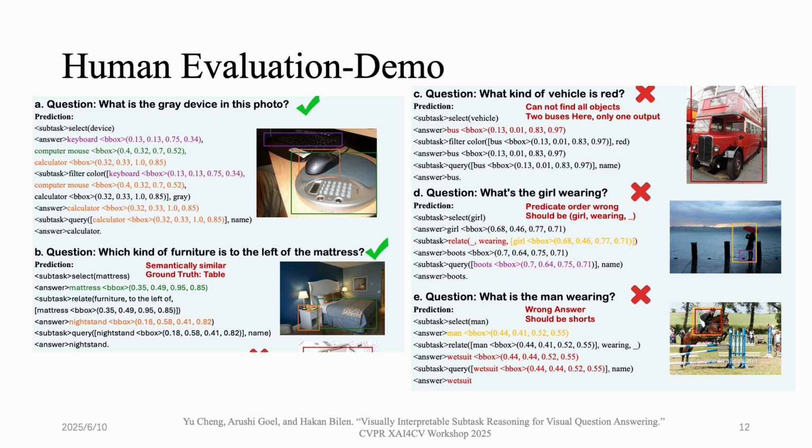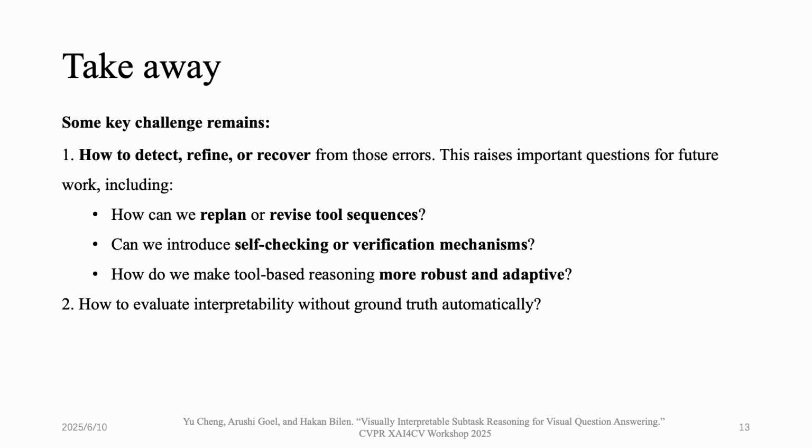There are some demos from human evaluation. As you can see, there are some errors, like it detects one correct object but misses others, or it swaps subject and object, like saying wearing girl instead of girl wearing. For takeaways, current interpretable works are trying to interpret the model, but when the model makes mistakes, it's better to refine them. And recent work on interpretability also faces the challenge of evaluating interpretability automatically without ground truth.